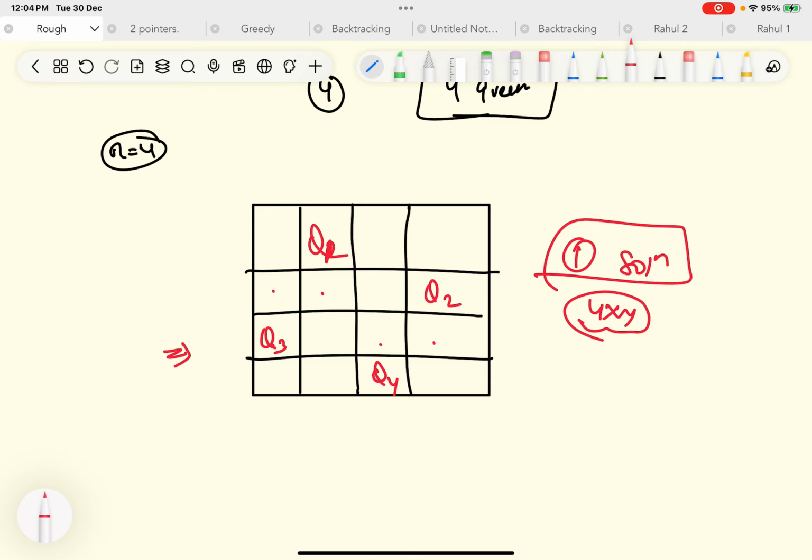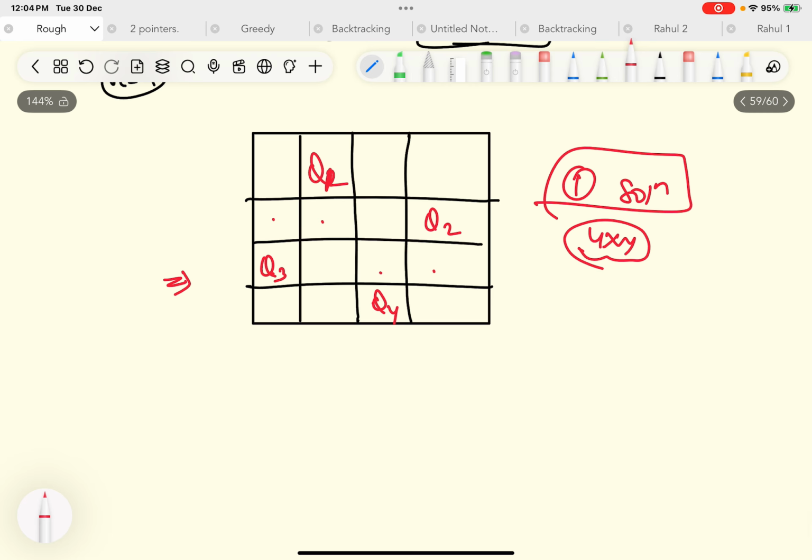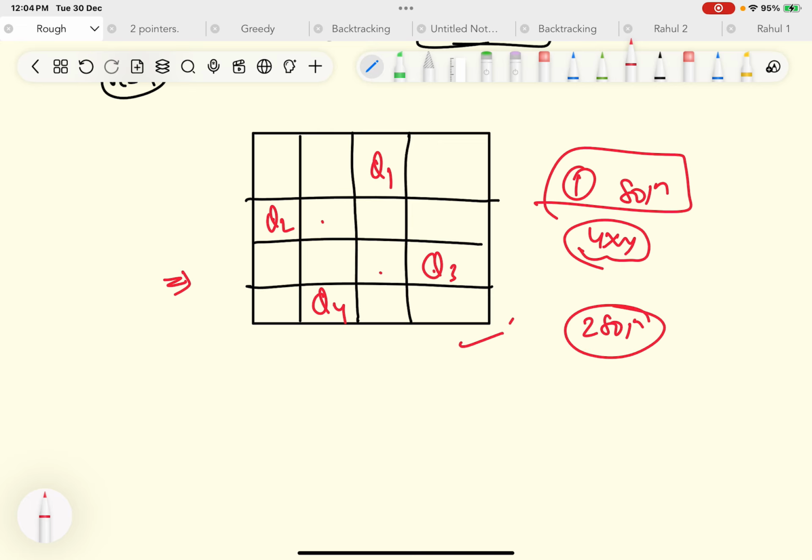Now multiple solutions can be possible. Let's see another solution. If we put queen 1 here, then queen 2 here, then here not possible, here not possible, queen 3 here and queen 4 here. So this is another solution. So we got 2 solutions. We have to give all the possible solutions for this n cross n chessboard, placing n queens.